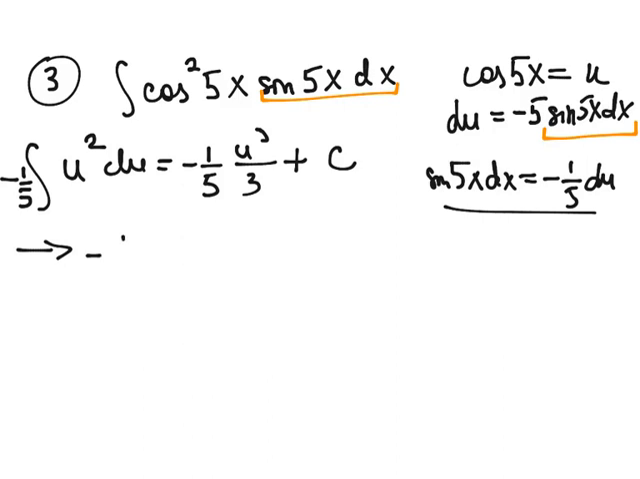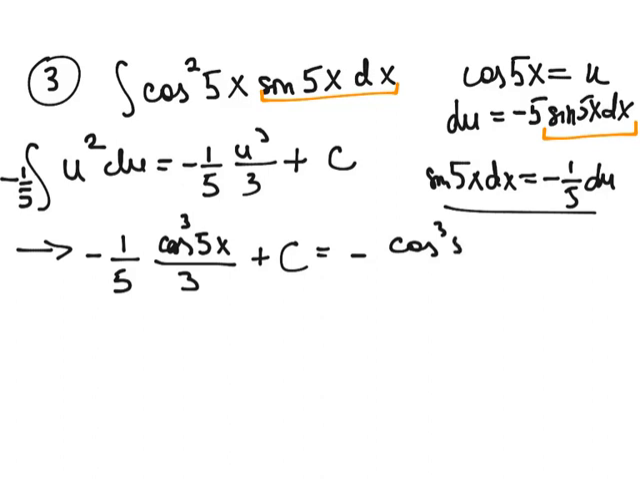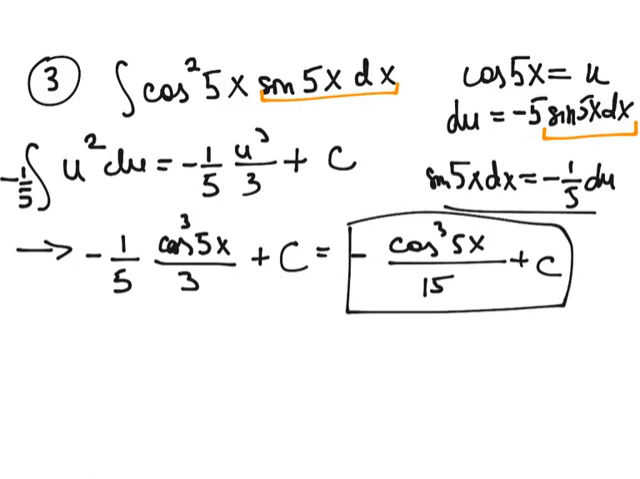Back to the original form, so we get negative 1/5. U is cosine of 5x. You can put the whole thing cubed, or you can put cosine cubed of 5x. I like that better. Over 3 plus c. The final result is cosine cubed 5x over 15 plus c, or you can say negative 1 over 15 cosine cubed 5x plus c. It doesn't really matter.